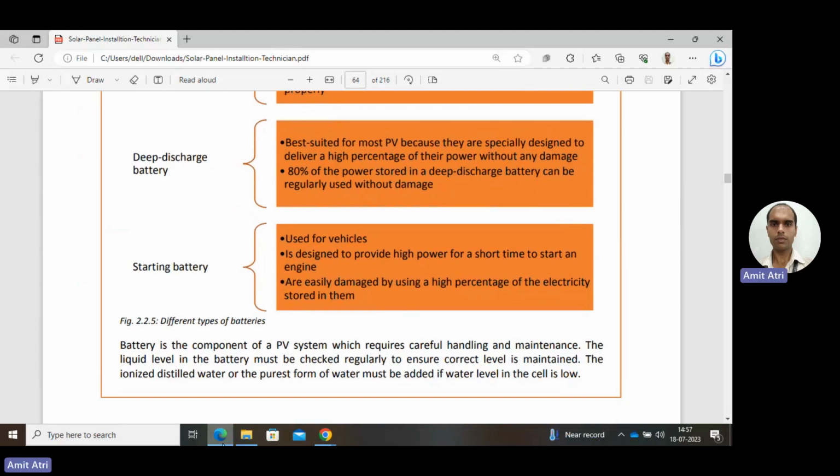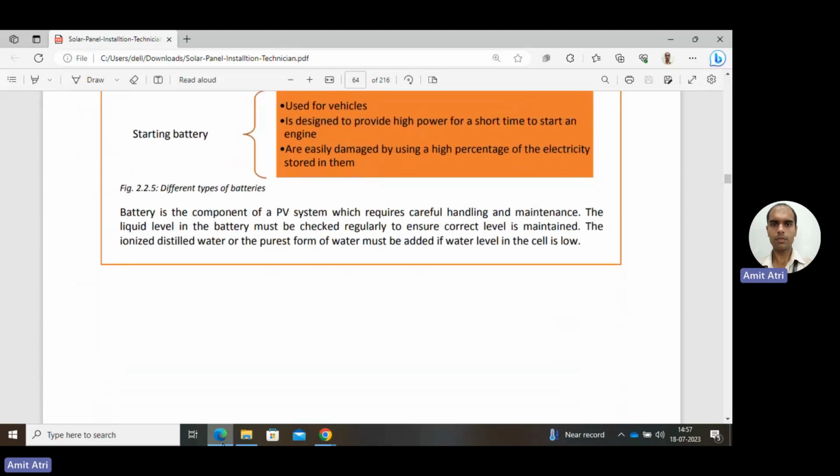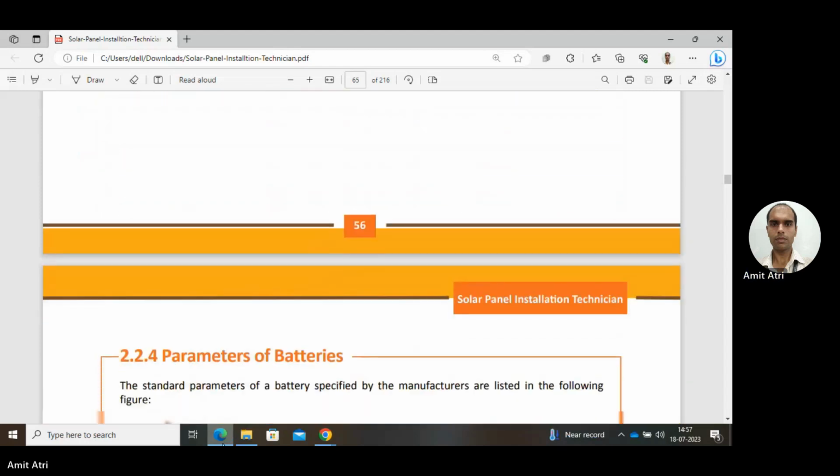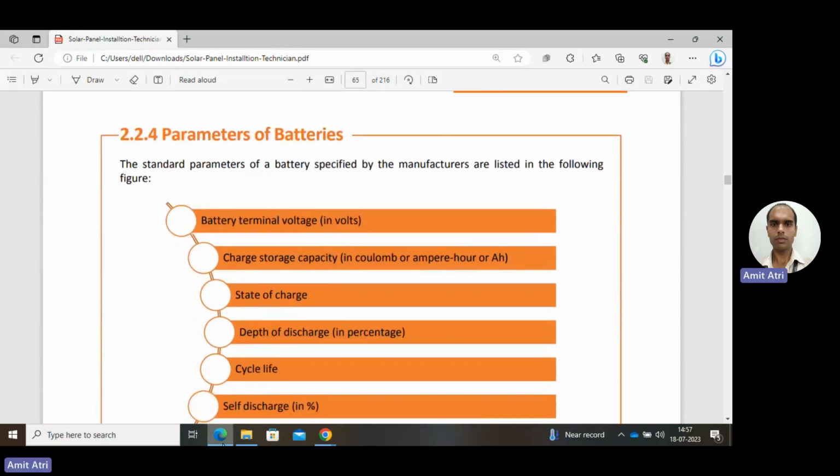Battery that requires proper maintenance. The liquid level should be monitored. If it is low, then we need to add distilled water and bring the water level up to the required mark.